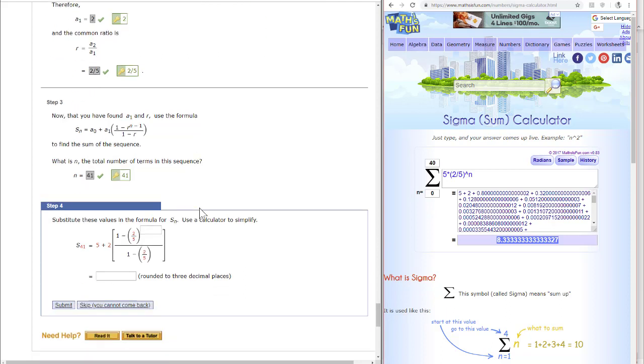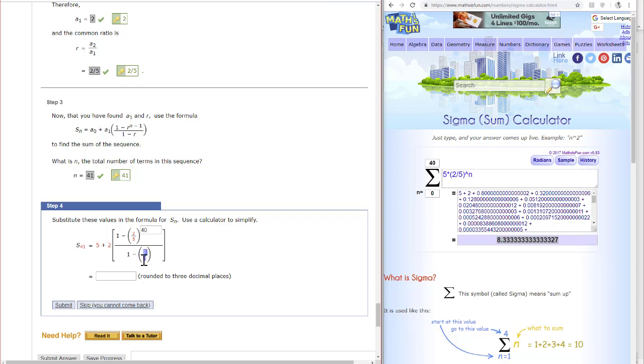But let's actually compare that if we use the formula. So s sub 41 is going to be the first term, a sub 0, which we got to be 5, plus the a sub 1 term, which we found to be 2, times 1 minus 2/5. And then n is equal to 41 in this case because that's the number of terms that we have, and so the power that we want here is 1 less. So this is going to be 40, and then divided by 1 minus 2/5, 1 minus r.